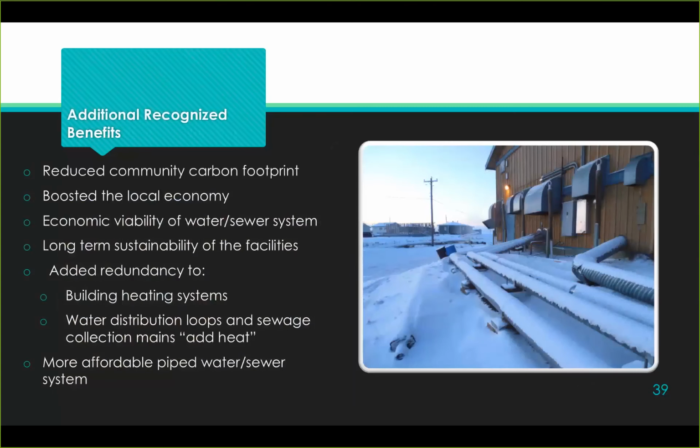They aren't using the boiler. The boilers don't have to fire as often. The boilers that were starting to reach the end of their life, we've extended the life of those facilities as well, and that equipment. We added redundancy, which is key in these kinds of communities. So if for any reason their boilers do fail, they have an additional building heating supply source for heating the buildings. They have the ability to add water to their distribution loops and collection mains. It prevents costly freeze-ups, as well as the labor and repair costs to go and fix those issues from before. So it actually made their piped water and sewer system more affordable for the entire community.